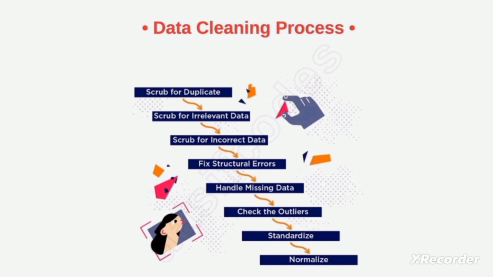Data cleaning process. The steps of the data cleaning process are: first, scrub for duplicates. Second, scrub for irrelevant data. Third, scrub for incorrect data. Fourth, fix structural errors. Fifth, handle missing data. Sixth, check the outliers. Seventh, standardize. And the last one is normalize.